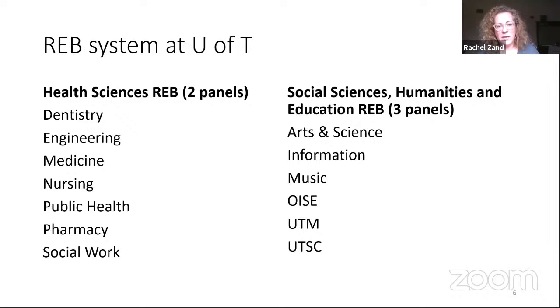We have 2 panels on the health sciences REB, and they review research from faculties of dentistry, engineering, medicine, nursing, public health, pharmacy, and social work. And then we have a social sciences, humanities, and education REB, which is split up into 3 panels. That is all of the Faculty of Arts and Science, information, music, our Faculty of Education, so OISE, and then our 2 other campuses, University of Toronto, Mississauga, and University of Toronto, Scarborough.